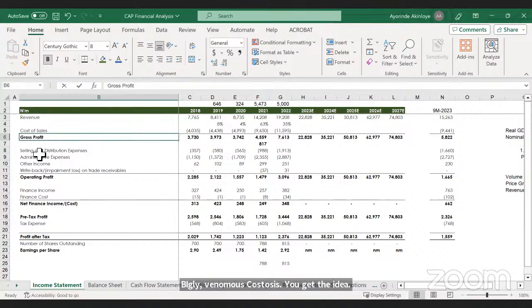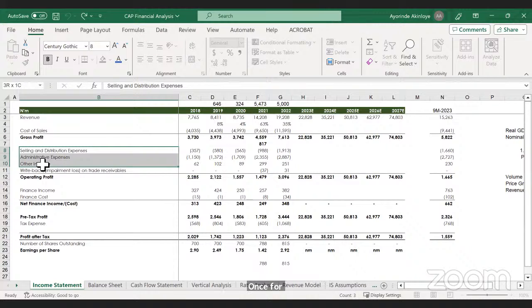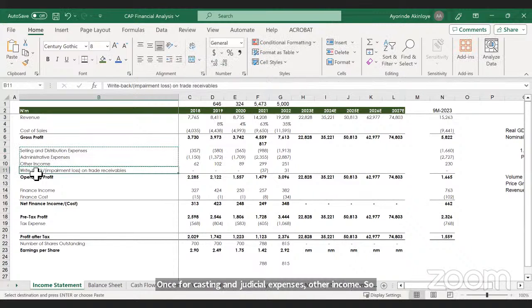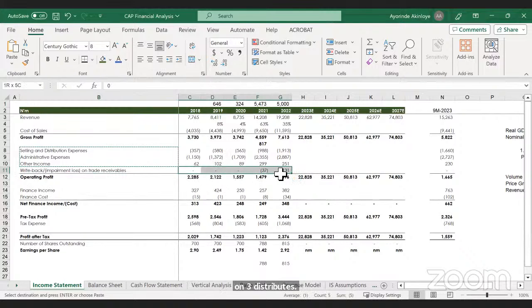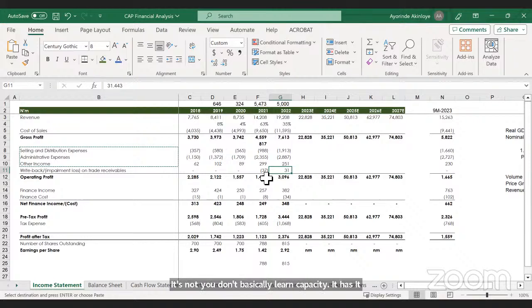We want to forecast selling and distribution expenses and other income. You can see this write back or payment on trade receivables. You don't need to forecast it. You can see that it is inconsistent, it's not a significant portion, and it does not have any consequential impact on your outcome. Besides, there is no predictable way of forecasting these impairments. So just leave it out.